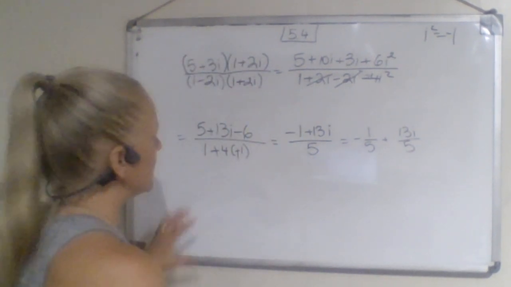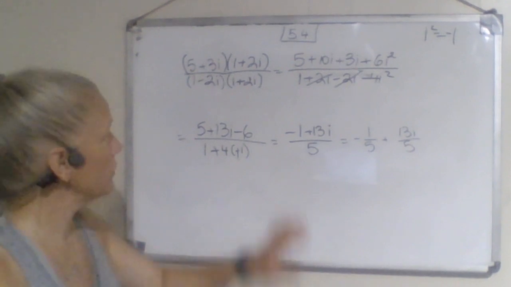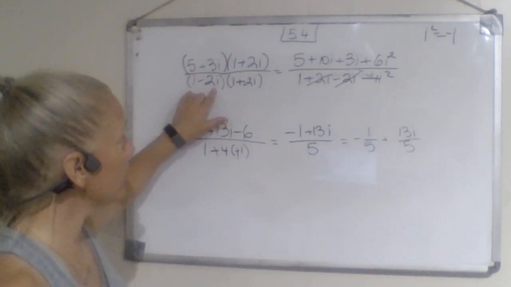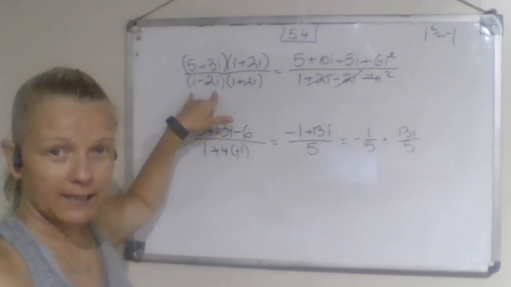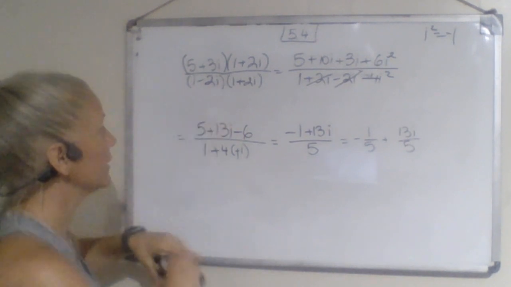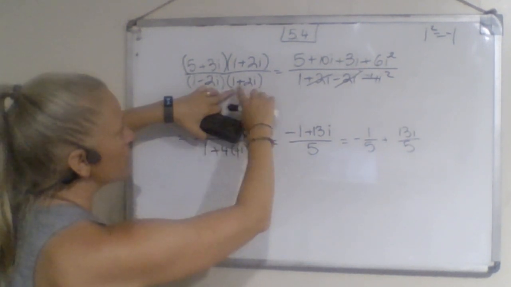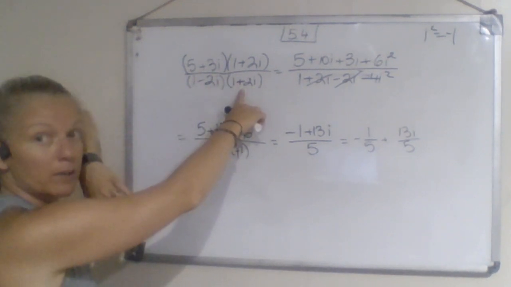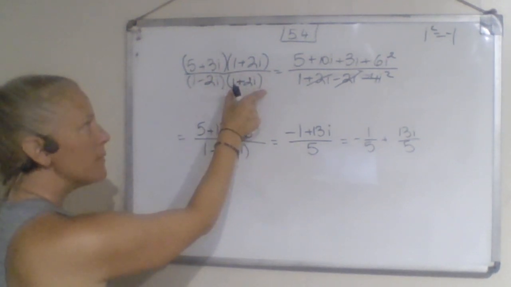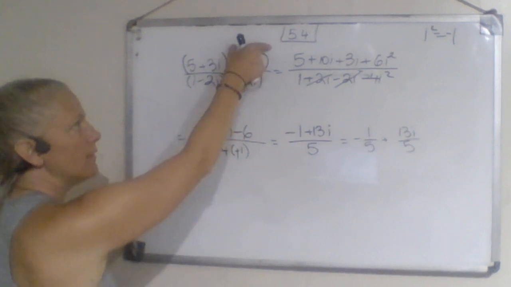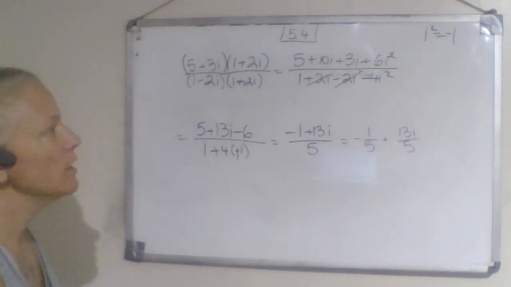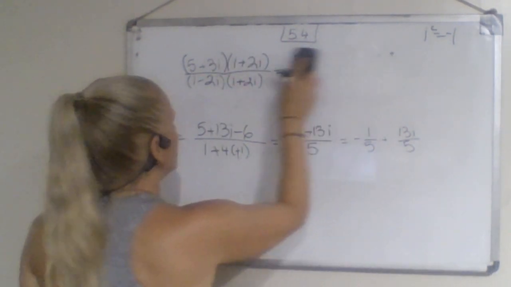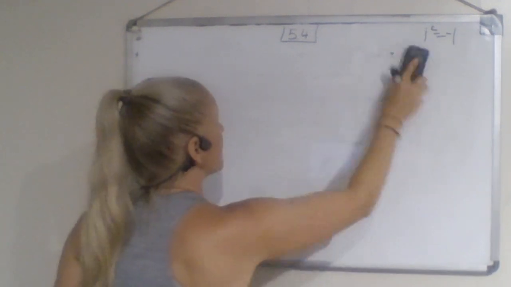Before I jump to the next one, in order to get rid of whatever's on the bottom, you're going to multiply it by its conjugate. Remember, the conjugate is the exact same terms; the sign in the middle changes. So if this had been a plus, then that would have become a minus. And whatever you multiply on the bottom by the conjugate, you have to multiply the exact same thing on the top to maintain equality.